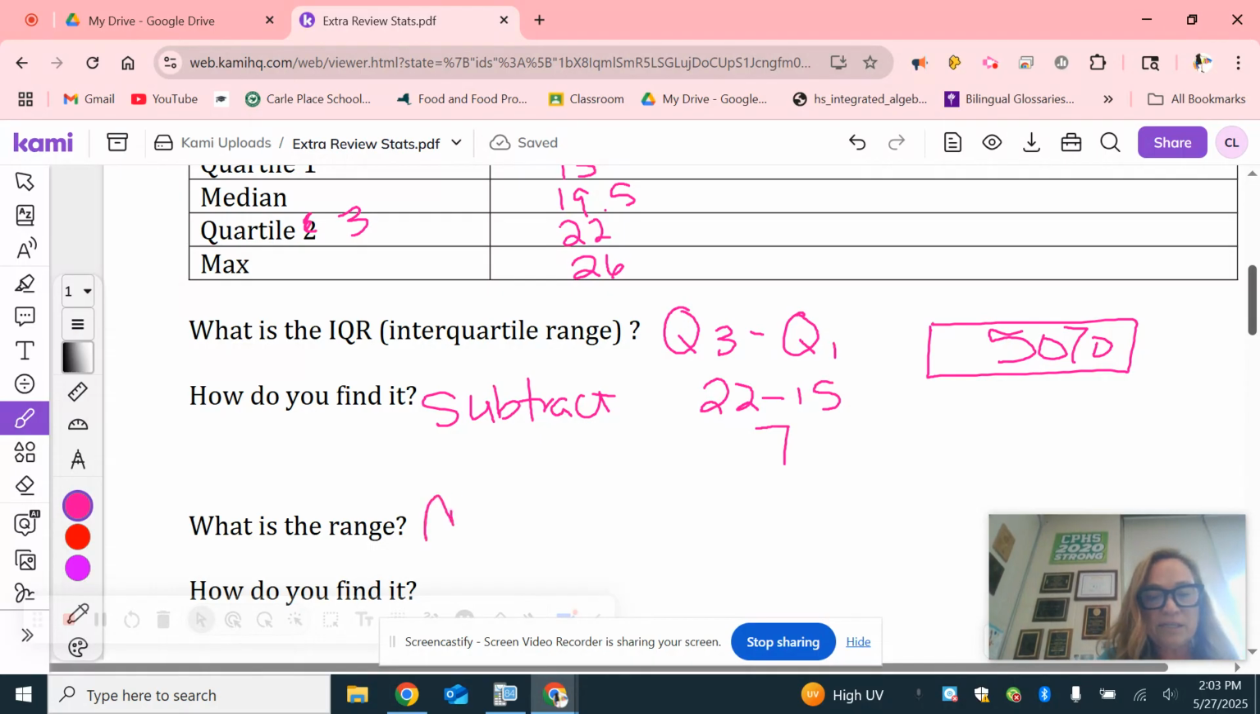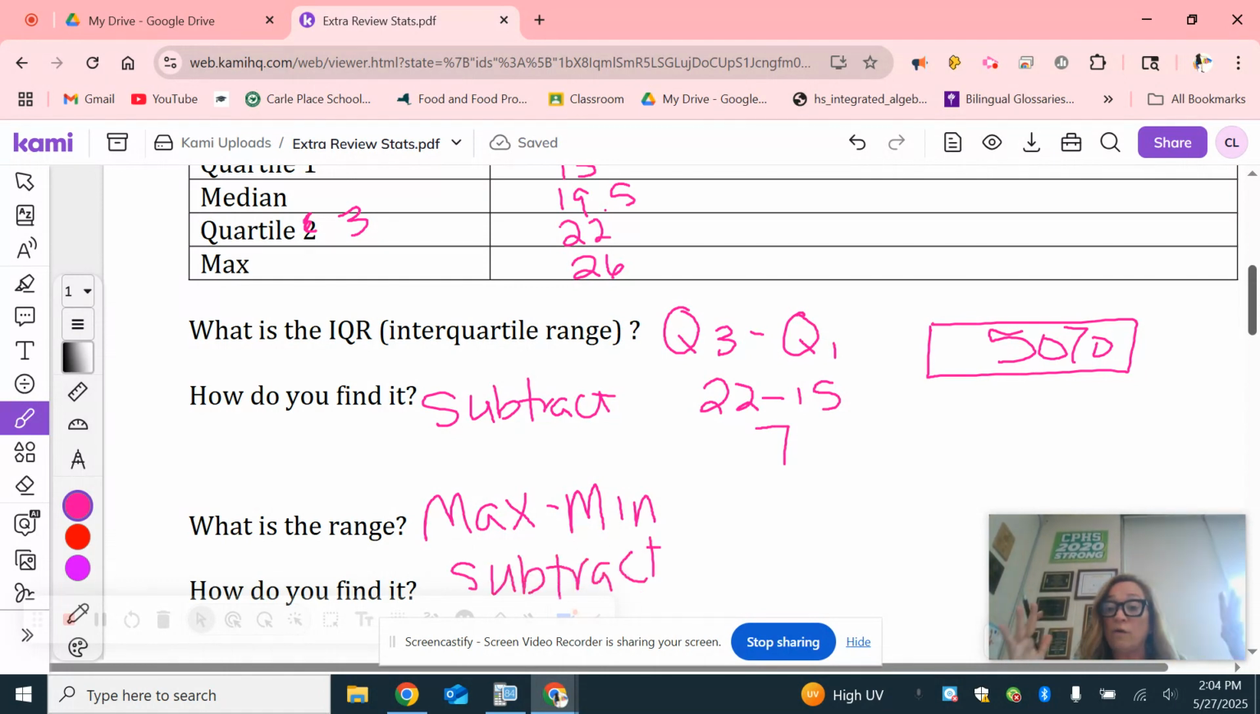Okay, the range is max minus min, and to find that you subtract. And again, that's the high to low of all the data. So I would do 26 minus 12, which is 14.